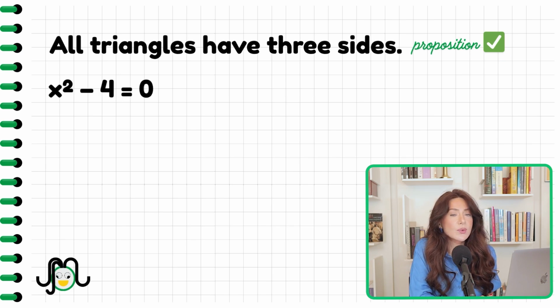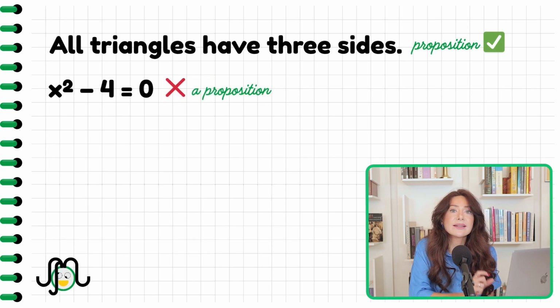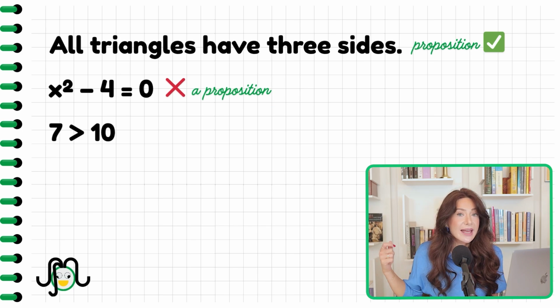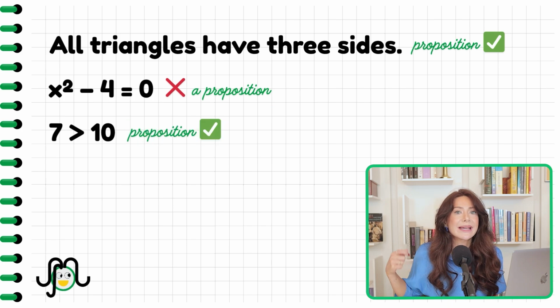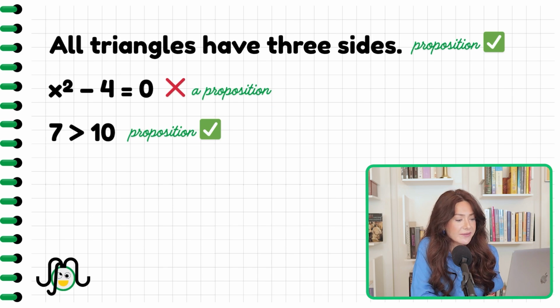X squared minus 4 is 0. This is not a proposition because it depends on the choice of X. It's only true in a couple of cases, right? So it's not a proposition. 7 is greater than 10. That sentence is either true or false. Therefore, it's a proposition. Therefore, it's a statement. Its truth value is false because 7 is not greater than 10, but it's a proposition.